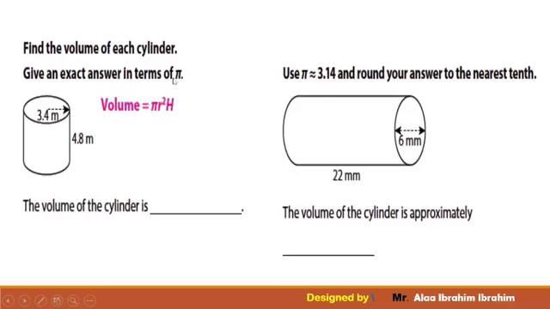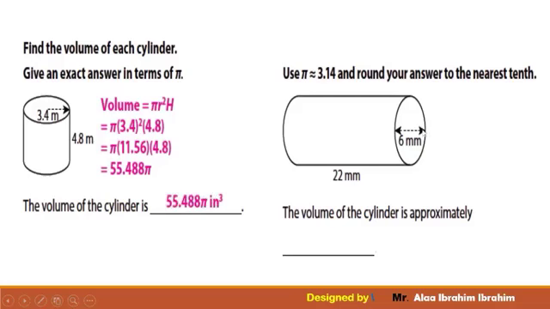I keep it in terms of pi, meaning I leave the pi the same. So I'm dealing with multiplying these two together. r is 3.4, so I make it 3.4 squared, multiplied by h. This is my h. So I multiply this together: 3.4 squared multiplied by 4.8. This is my result, and then I put pi. So 55.488 pi. To the nearest tenth, I make it as pi. So this is my answer.